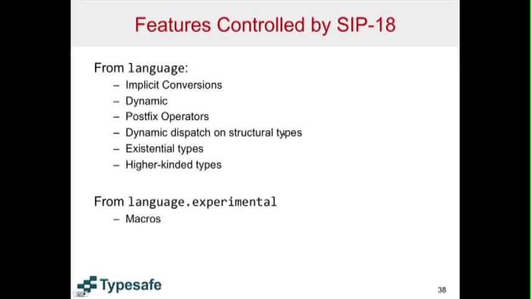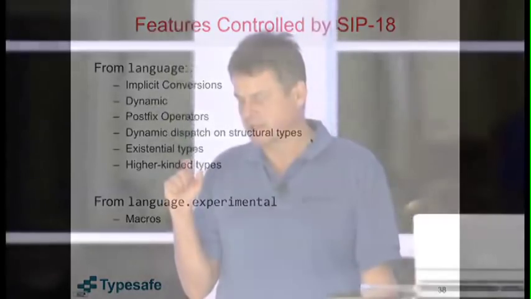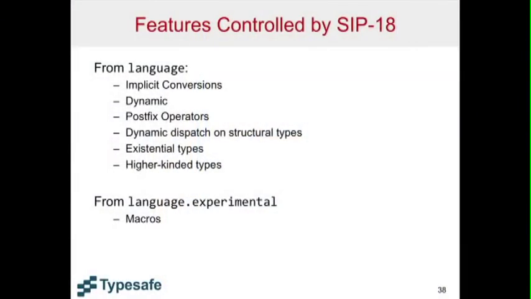Dynamic dispatch on structural types. Sometimes you can write a structural type in Scala and that works very well, but the call to the method will have to go through reflection, or in the future invokedynamic. Therefore the call will be significantly slower than a normal virtual method call. We believe you should be warned about that, because you might get into that inadvertently, and in that case you might wonder where your performance went. So I think it's a good idea, again, to demand that feature.